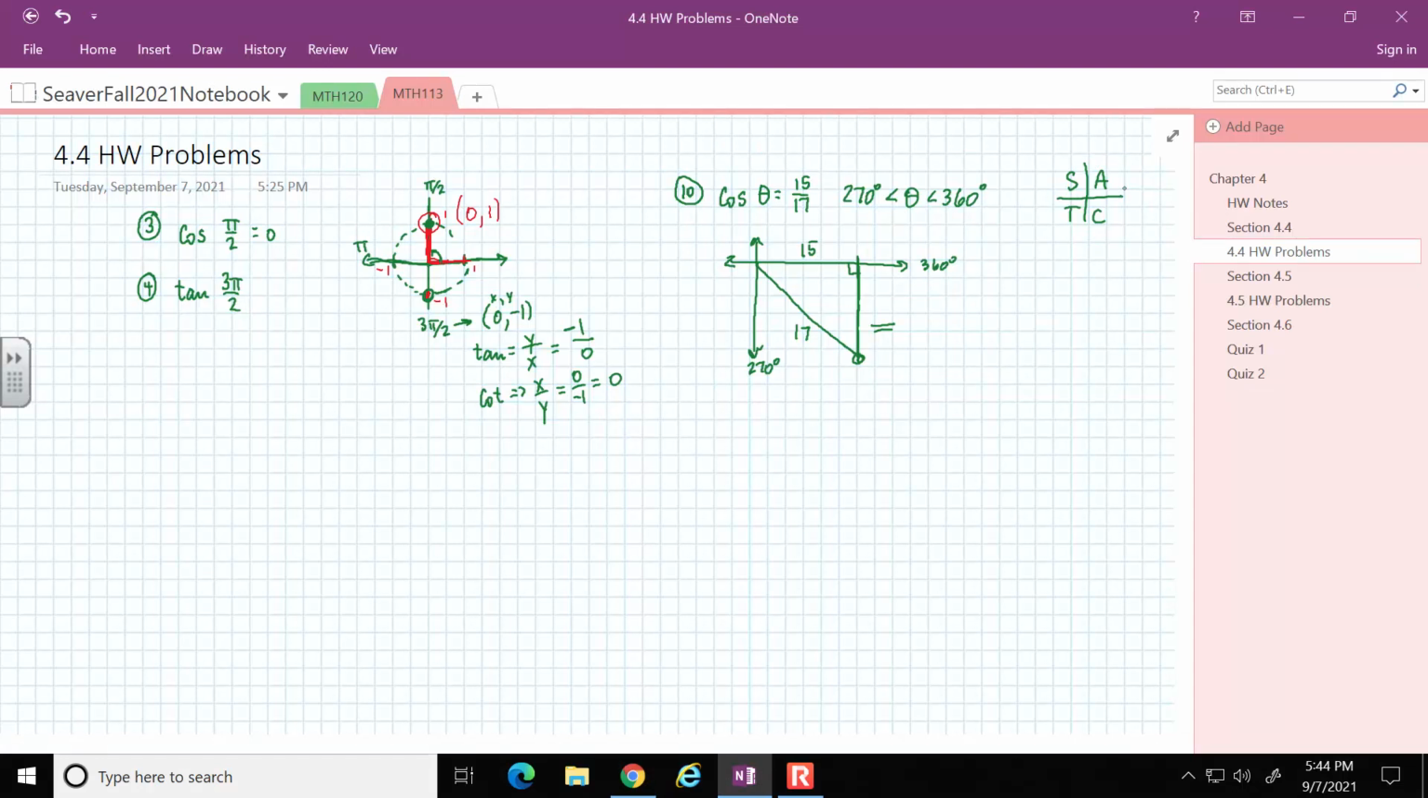So we know some stuff. The way I would recommend doing this is just by using the Pythagorean theorem here, because you have a right triangle and you have a hypotenuse and you have one of the sides. So I would set this up. Let's call, what do you want to call this, A or B?